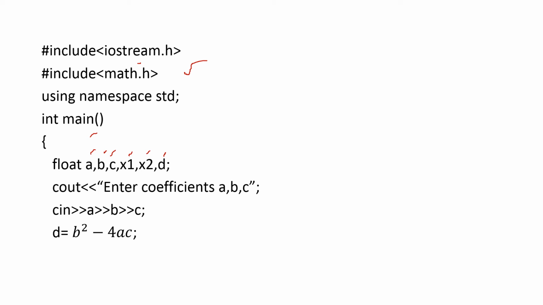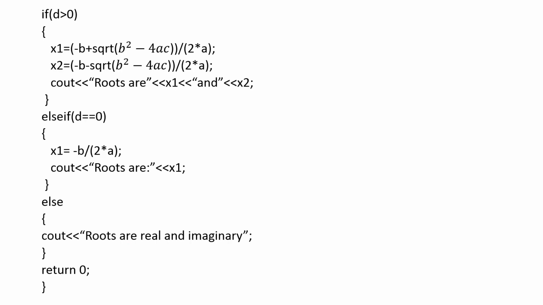Enter the coefficients a, b and c, and then get the values. We know that the discriminant is equal to b square minus 4ac. So after giving the values of a, b and c, you can get the value of d. Then if d is greater than 0, you get x1 and x2, and the answer will be displayed. See how the roots are shown: the value of x1 will come and sit over here, and x2.